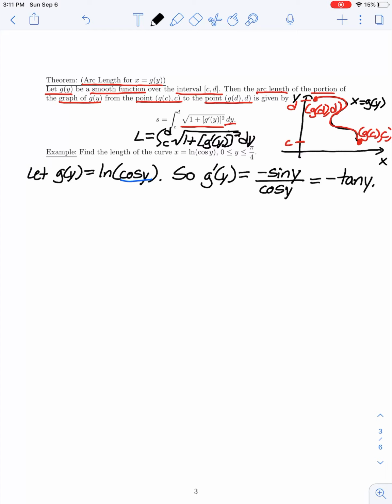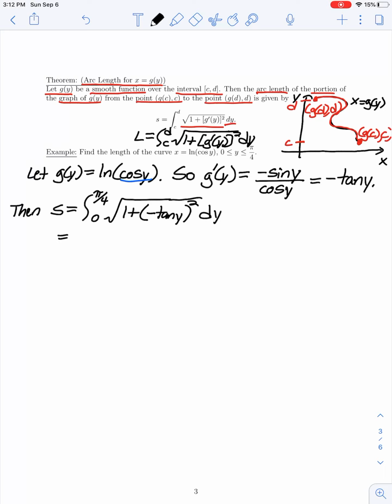Once we have our derivative, we're ready to set up our integral for arc length. Here the arc length of this curve, S or capital L, is the integral from, in this case, y was given as being between 0 and pi over 4. And the function that we're integrating is the square root of 1 plus the derivative of g, which we just found to be negative tangent y, squared, dy.